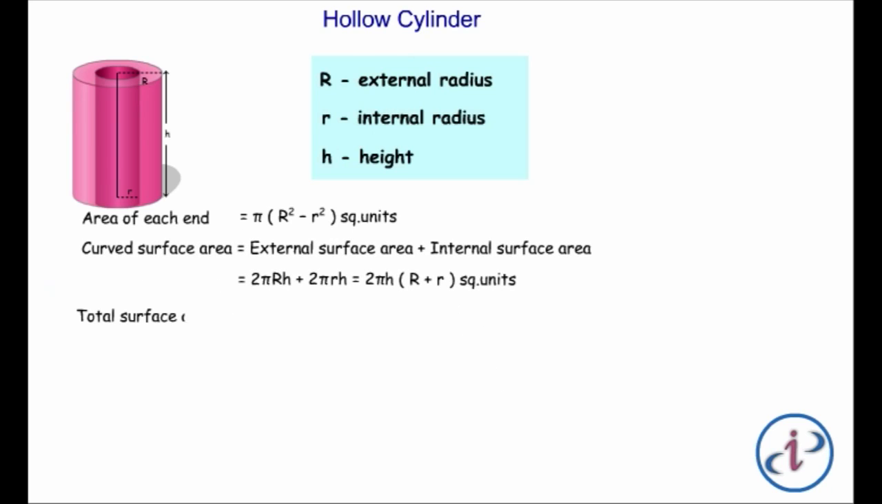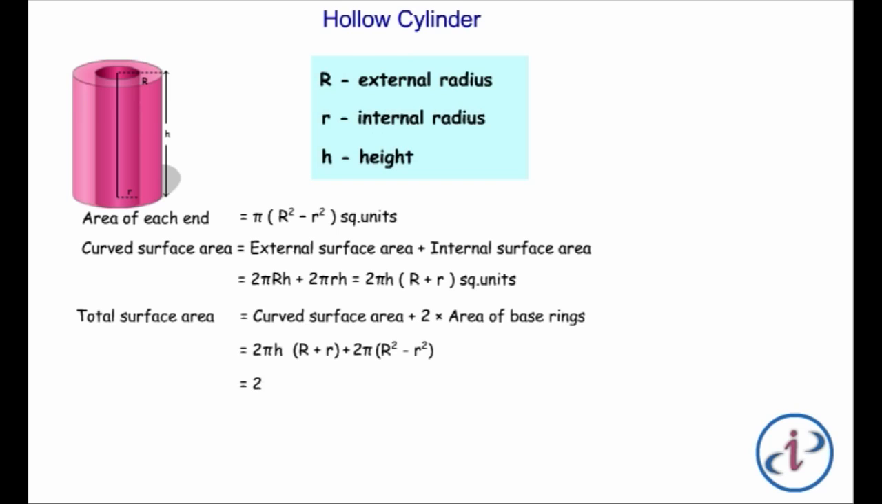Total surface area is equal to curved surface area plus 2 times area of base rings. It is equal to 2 pi h times R plus r plus 2 pi times R squared minus r squared. Simplifying, we get 2 pi times R plus r times R minus r plus h square units.